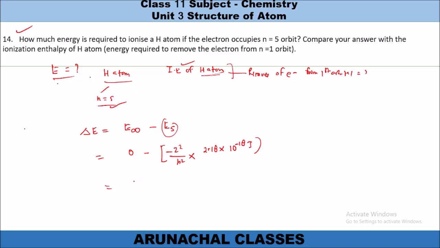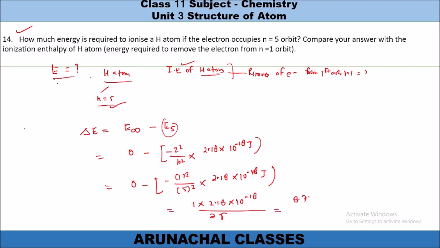So it will be 0 minus Z square. Z means hydrogen atom, it will be 1 square, divided by n means fifth orbit, 5 square, multiplied with 2.18 into 10 power minus 18 joule. Now solve this one. 0 minus minus becomes plus, so it will be 1 multiplied with 2.18 multiplied with 10 power minus 18, whole divided by 25. When I solve this one, it will be 8.72 multiplied with 10 power minus 20 joule. So this will be the case here.